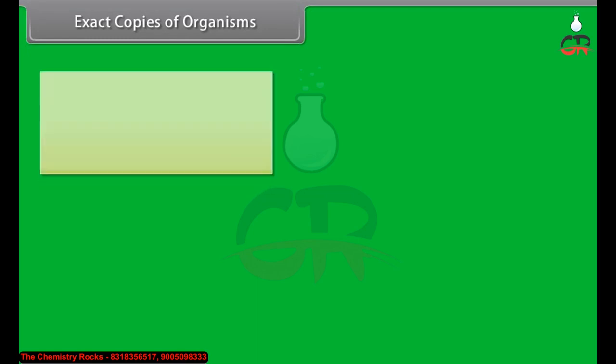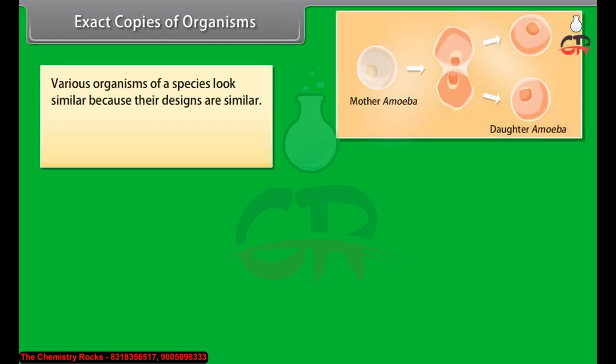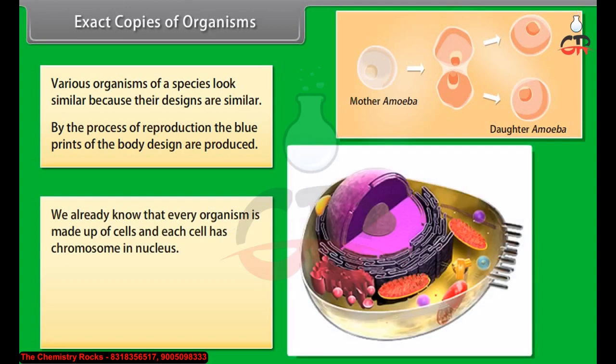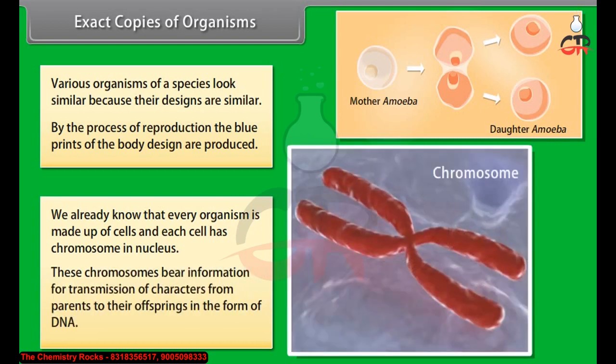Exact copies of organisms. Various organisms of a species look similar because their designs are similar. By the process of reproduction, the blueprints of the body design are produced. We already know that every organism is made up of cells and each cell has chromosomes in the nucleus. These chromosomes bear information for transmission of characters from parents to their offspring in the form of DNA.